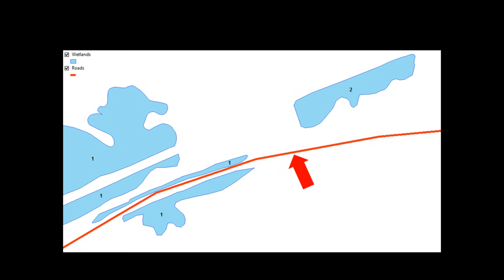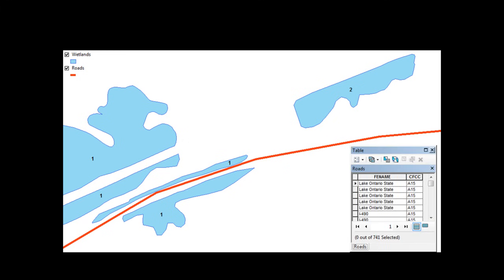If we look at the attribute table for the roads, notice how I have the name of the road but nothing else. If I look at the attribute table for the wetlands, notice I have a wetland code. The wetland category codes are also shown as numbers on the blue polygons on the map.